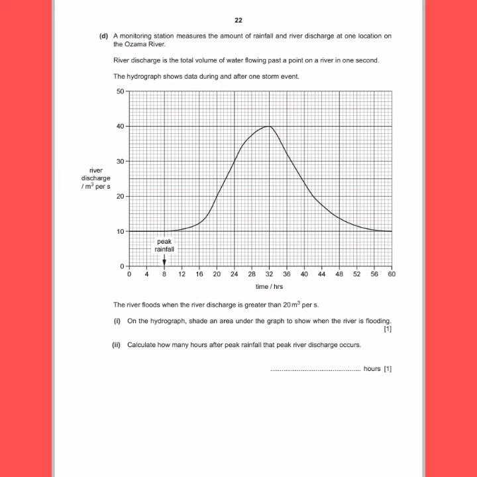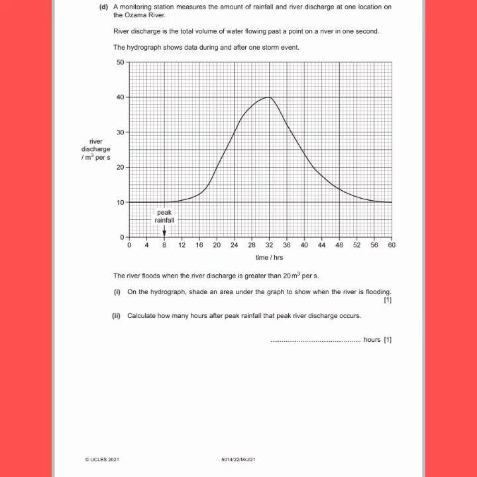So if you look at what's given to you, you can already see that you have been given river discharge here, and then they're saying greater than 20 meter cube per second, okay? Then shade the area under the graph to show when the river is flooding. So when it will be more than 20, it will be flooding, right? So just create a line at 20 and then shade the area above it, okay?